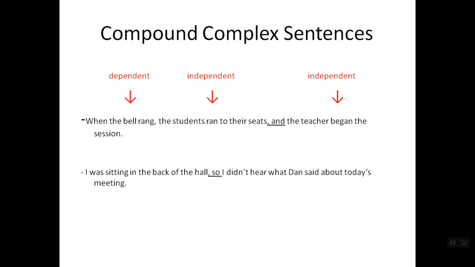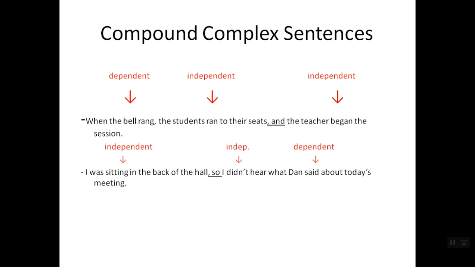Okay, let's move to the second one. I was sitting in the back of the hall. Is it dependent or independent? Try to say it alone. I was sitting in the back of the hall. Does it make sense? Yes, it makes sense. So it is independent. So I didn't hear. What if you say it alone? It makes sense. Yes, it makes sense. Okay, so I didn't hear. So this is another independent clause.